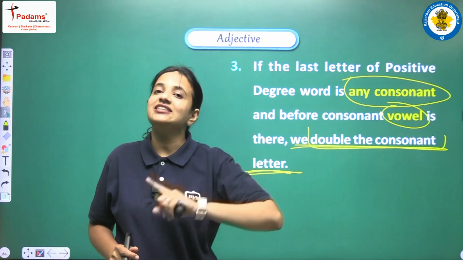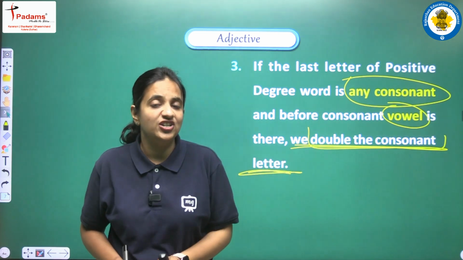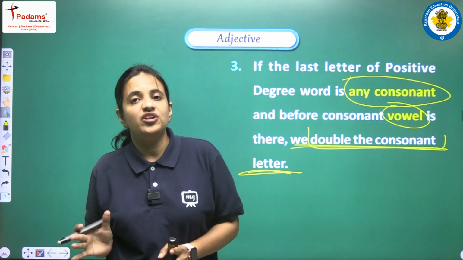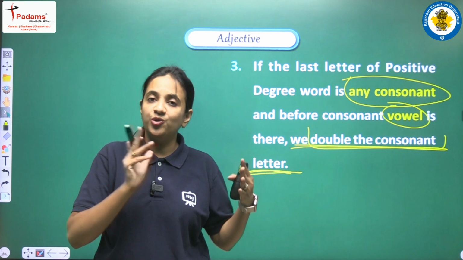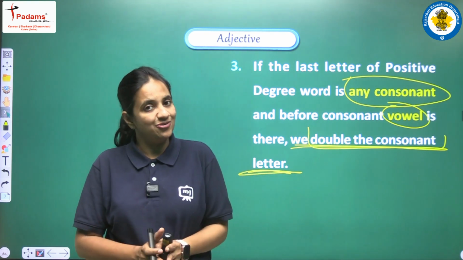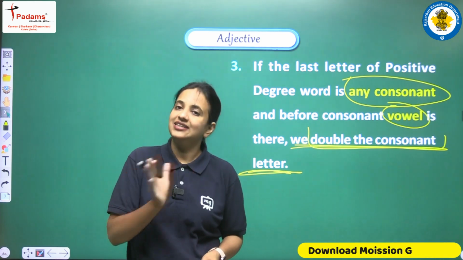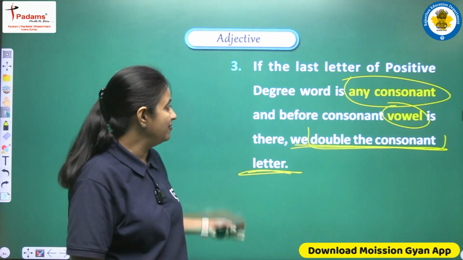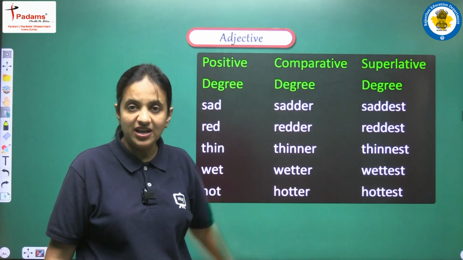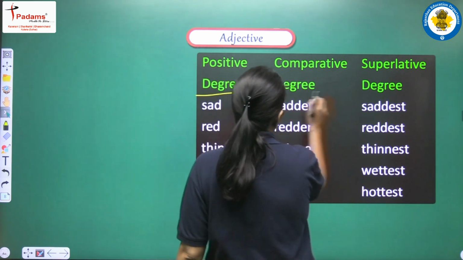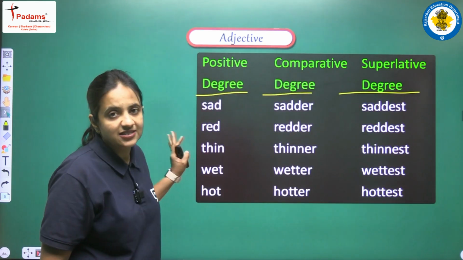First condition is that the last letter should be one of the consonants, and the second condition is that before the consonant there must be one vowel. And if we have both the conditions, then we have to double the consonant letter. This is the point, and yes, we have some words here related to this point. So again, one table we have, with positive degree, comparative degree and superlative degree. So now let's discuss the words.